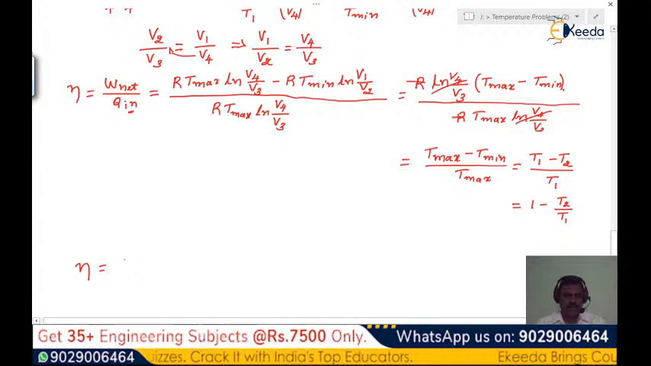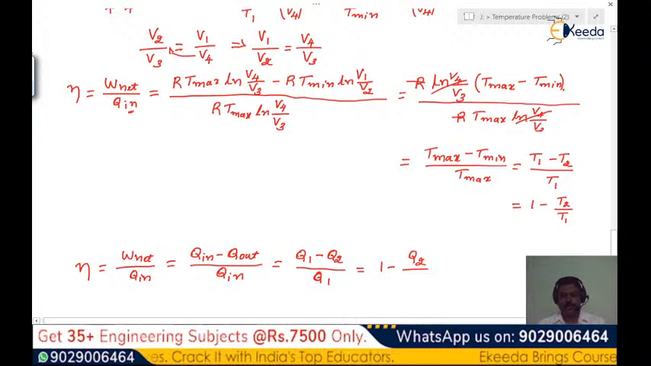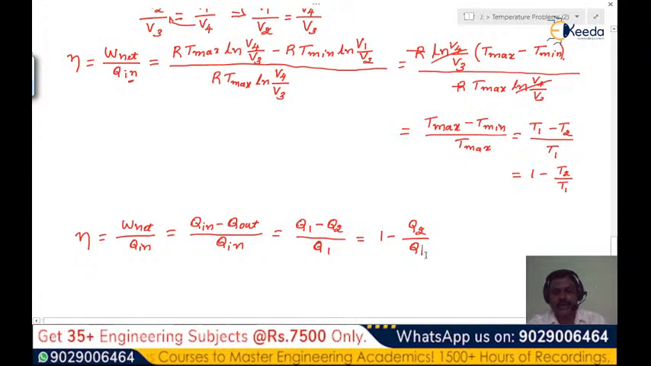efficiency equal to W net divided by Q in. So W net will be written as Q in minus Q out divided by Q in. So let us take heat that is entering the system as Q1 and Q out as Q2, divided by Q1. So this will be 1 minus Q2 divided by Q1. So this is the efficiency expression for Carnot engine in terms of heat transfer Q1 and Q2. Here Q1 is heat entering and Q2 is heat rejected.